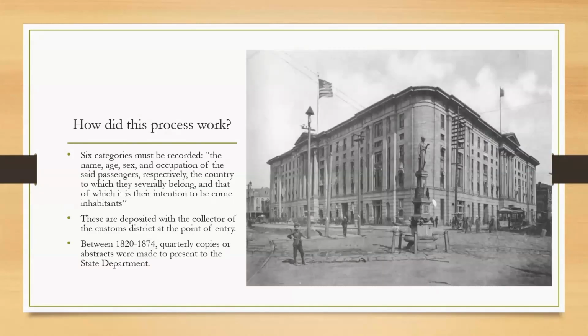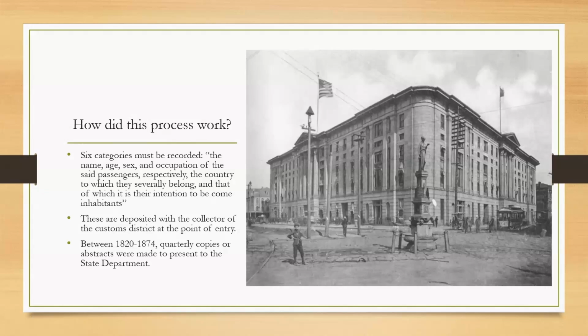So how did this process work? The law is pretty basic. 6 categories must be recorded: the name, age, sex, and occupation of the passengers, the country to which they belong, and the country to which they would like to belong.